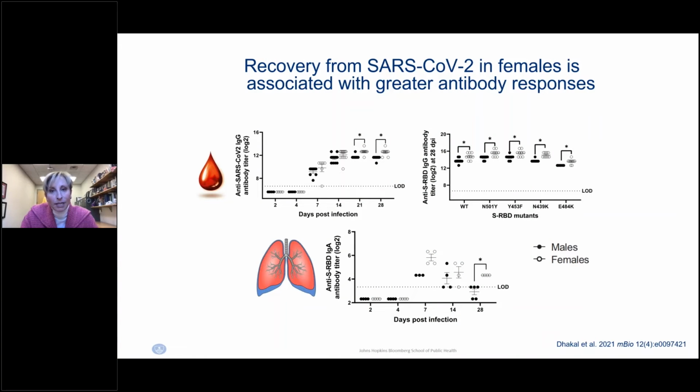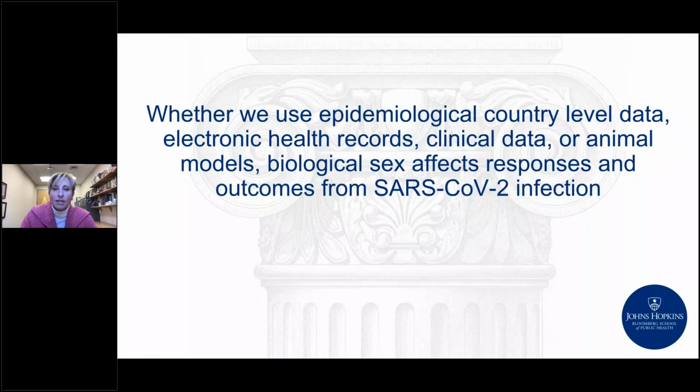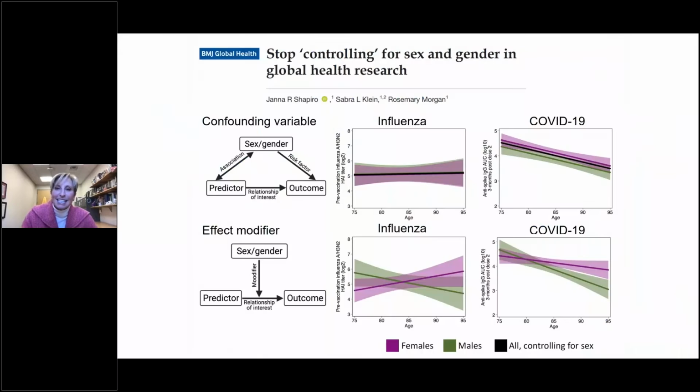When we looked at antibody responses, consistent with what we've observed for flu, females the open symbols, males the closed symbols, whether we look in blood or whether we look locally in the lungs at something like IgG recognizing SARS-CoV-2, we consistently observe greater antibody responses in females as compared with males. So again, we see these sex differences.